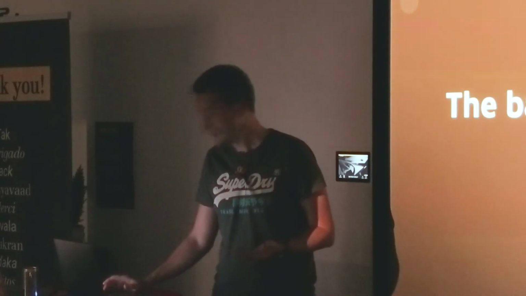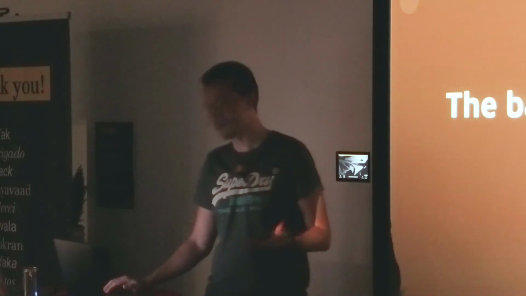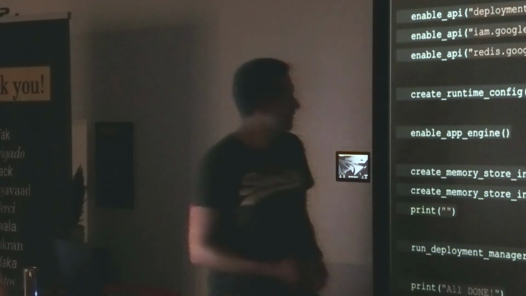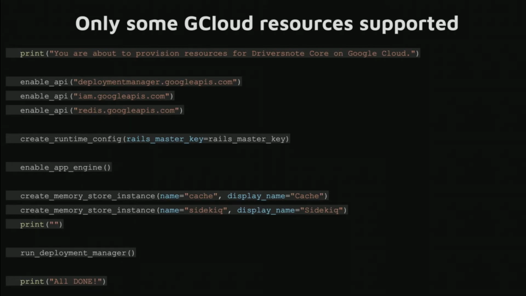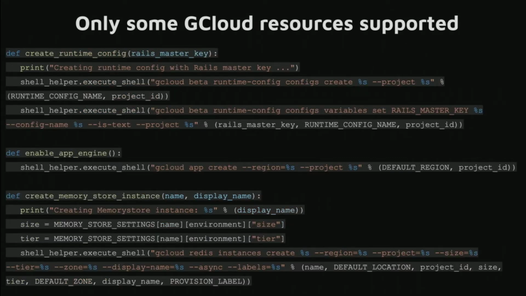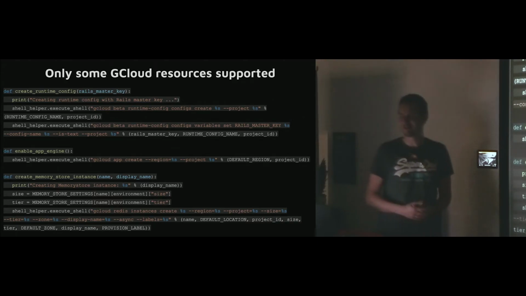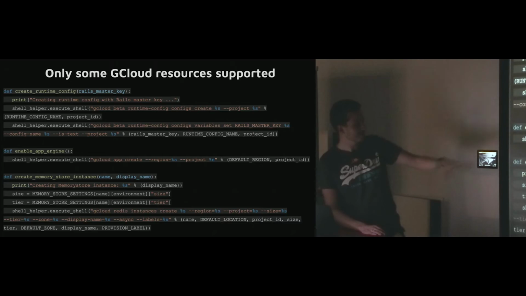So, for example, I had to write quite a lot of scripting that is not deployment manager code, but just Python code. For instance, this is an excerpt from our actual full provisioning script. So I have to enable APIs, I have to create a runtime config, enable the app engine, create memory store instances, and then down here I actually call run deployment manager. And just to show a little bit more of what is going on here, all of this is simply calling out gcloud SDK commands, which is also why it's a little bit puzzling to me that Deployment Manager does not support them, because clearly there is some way to interact with them, right? Or I wouldn't be able to make these gcloud calls.